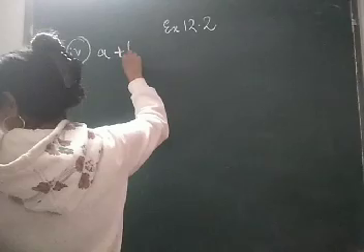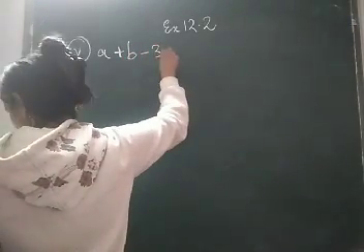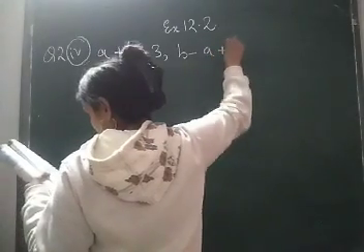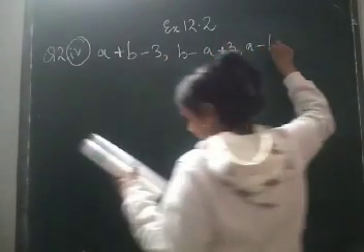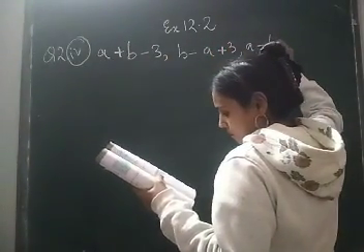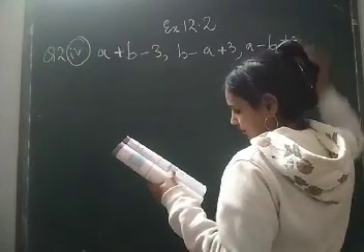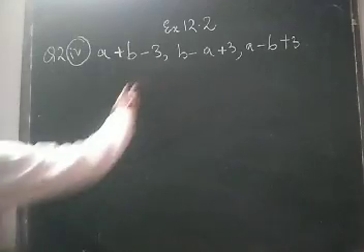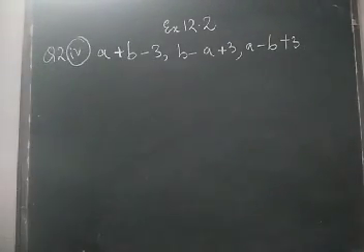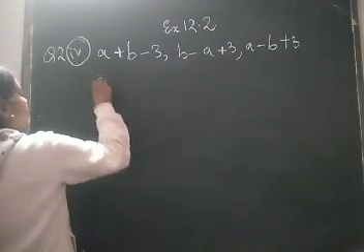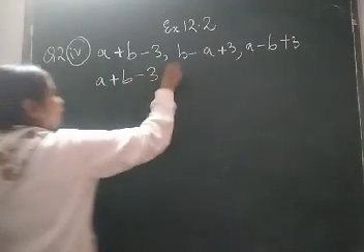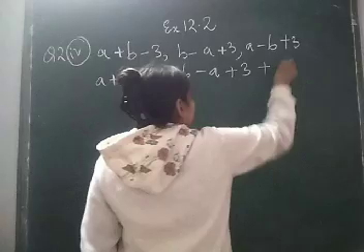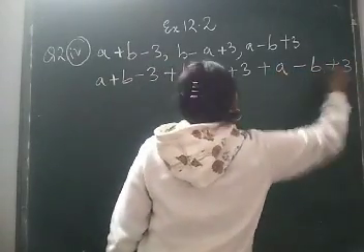A plus B minus 3, B minus A plus 3, A minus B plus 3. So in places of comma, since it is addition, right? It is add. So we put the plus sign. A plus B minus 3 plus B minus A plus 3 plus A minus B plus 3.